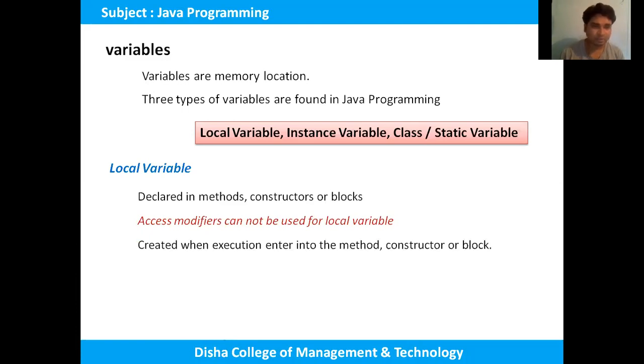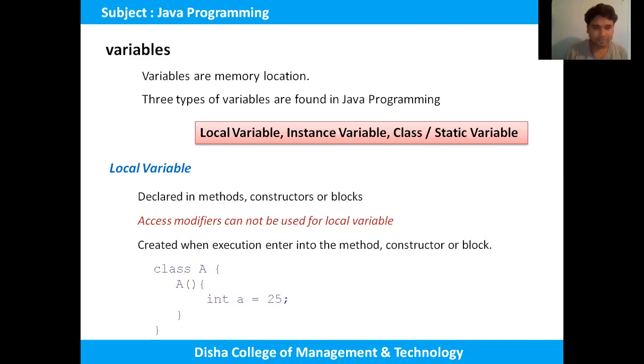The local variable is created in memory only when the execution enters the method, constructor or block. If our program has three, four or five methods, and the first method is called, then the second method, and then the third method. When the third method is called, if a local variable is there, only at that time does it create the memory and start to execute.